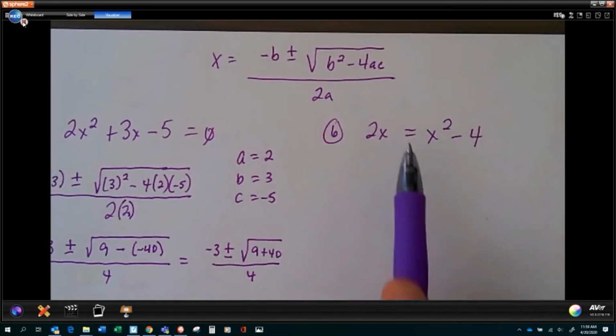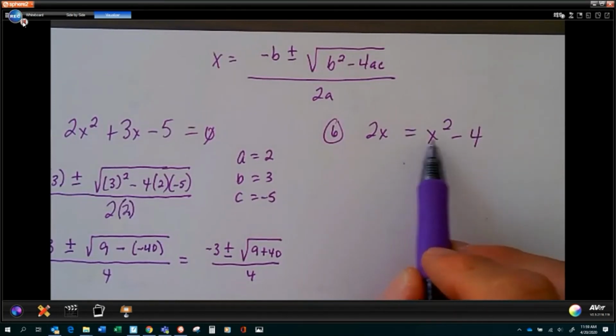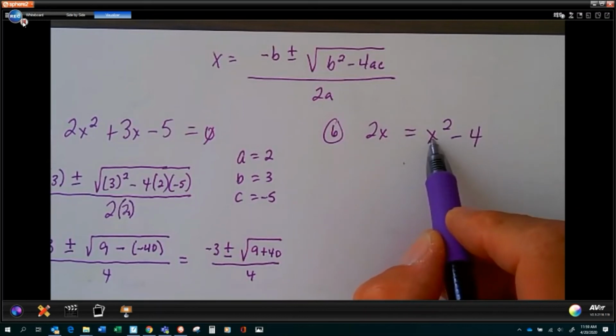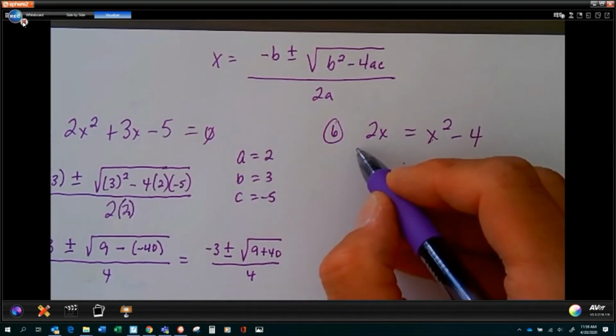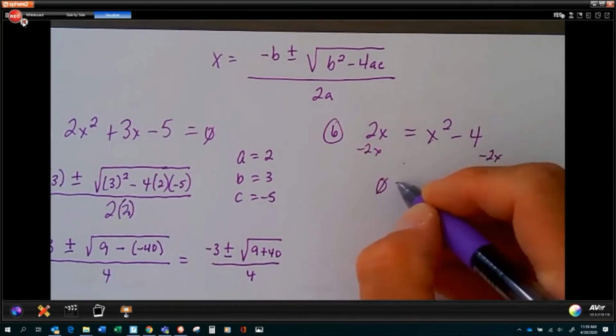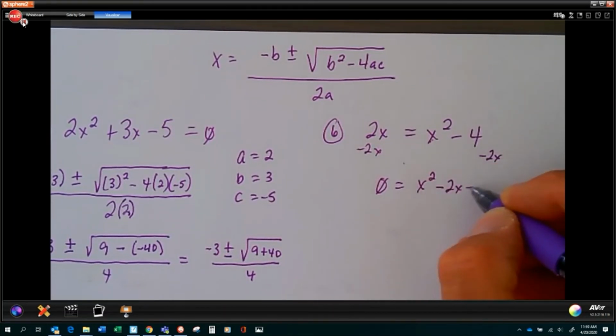So when you've got this here, we need to solve for 0. It doesn't matter which side these are going to be on. If you want to keep the x squared positive on this side and bring the 2x over, you're going to subtract 2x from both sides. And then you have 0 equals x squared minus 2x minus 4.